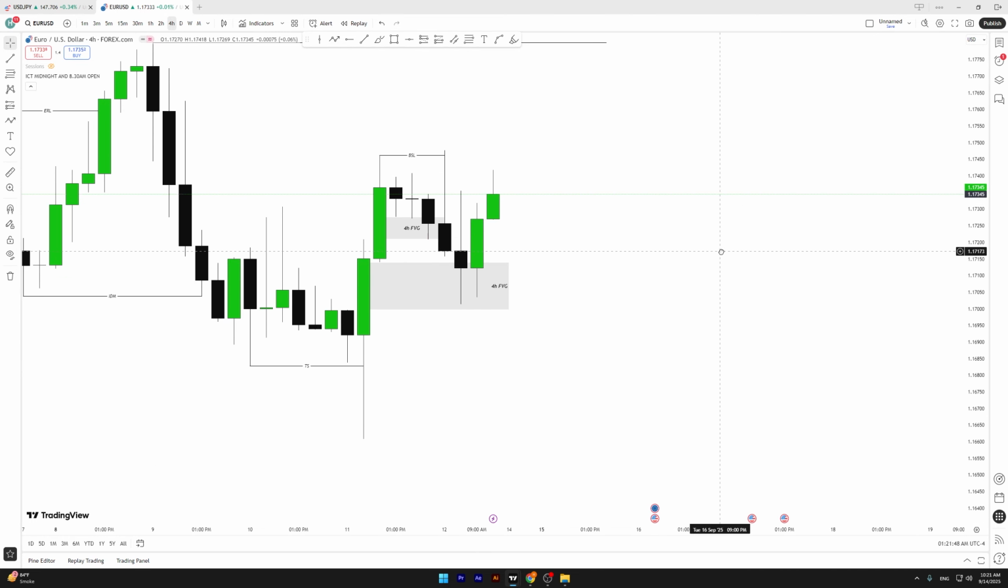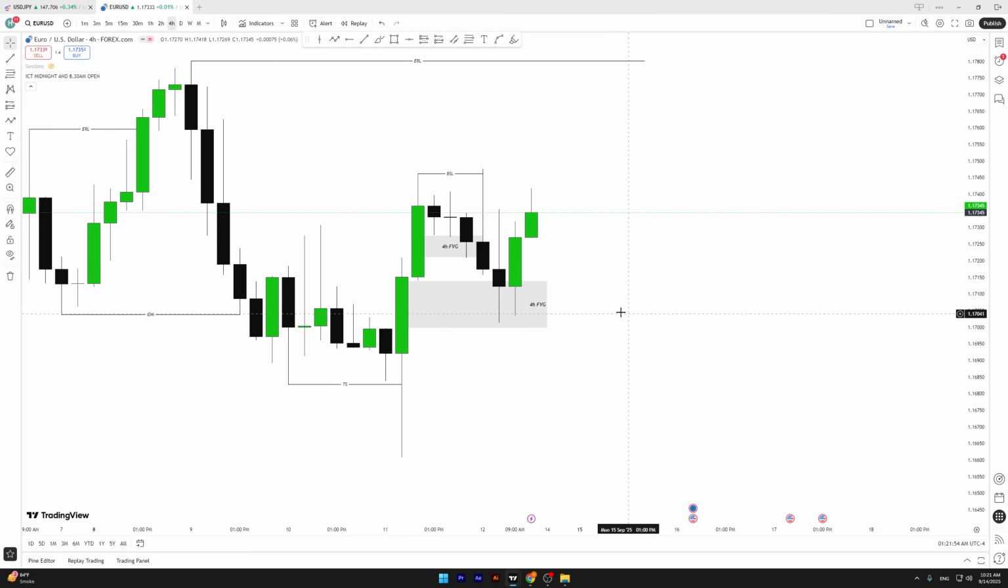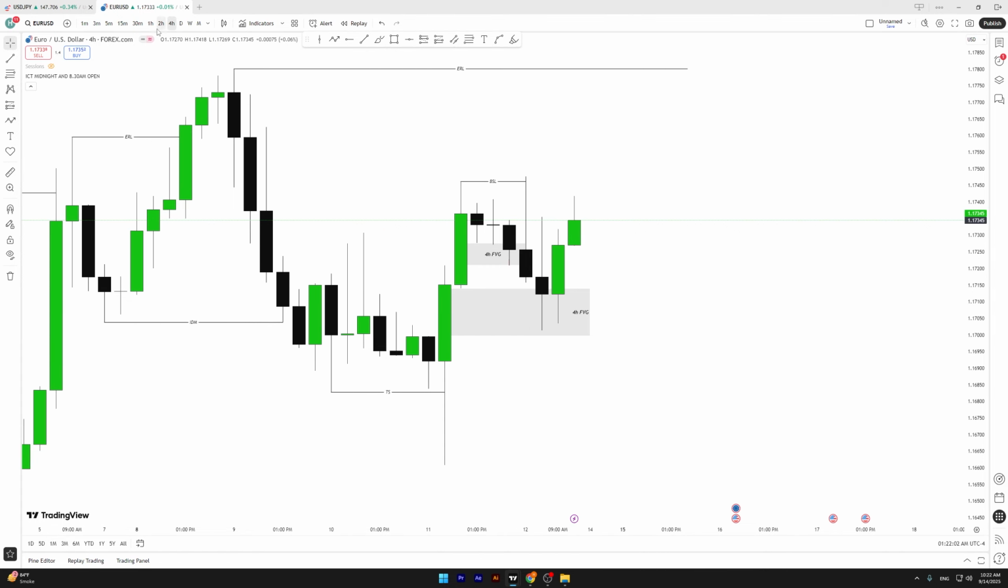I marked these two FEGs. This was overlapping with the 1-hour breaker block, and this was the extreme FEG. So I was expecting a bullish move from these two zones to take out this previous day high and buy side liquidity.